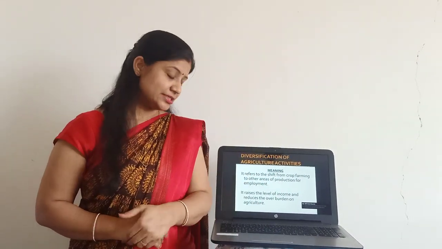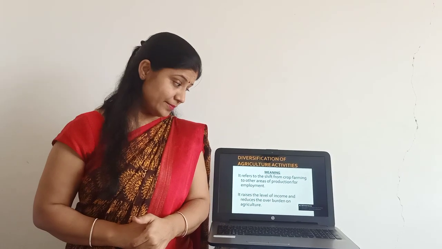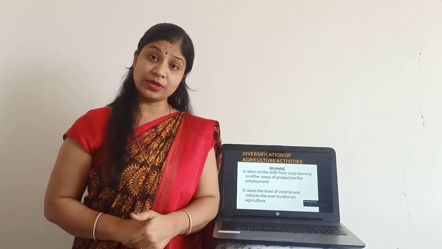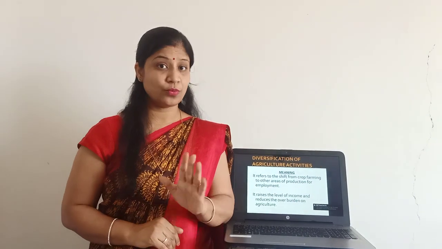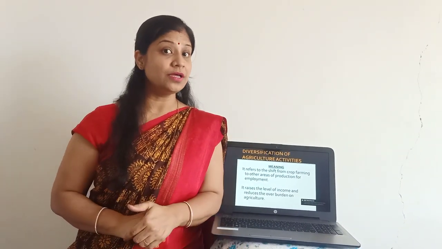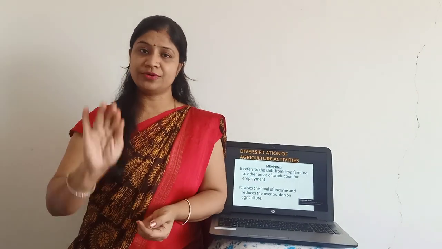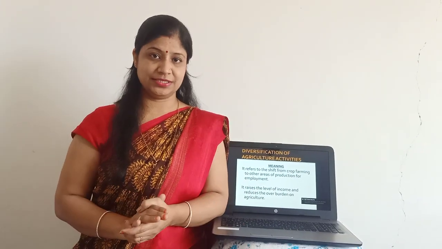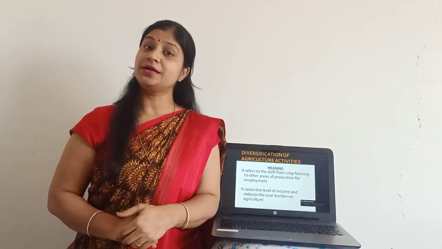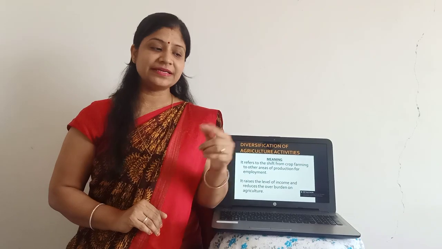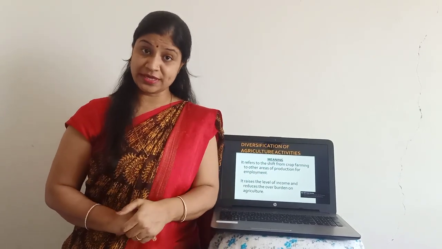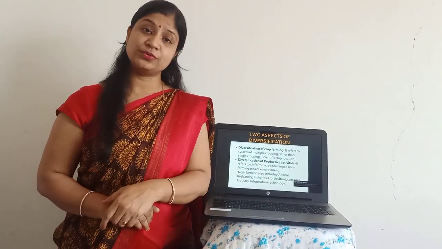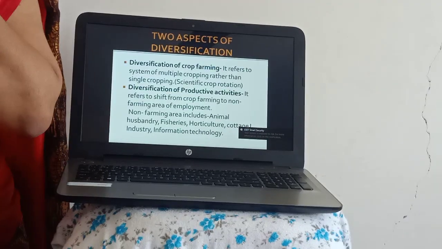We can also write it raises the level of income and reduces the overburden of agriculture. What happens? It raises the income of the farmer and also reduces the burden of agriculture. By what? By doing a diversification. But diversification also has two aspects. What are the two aspects? We are going to see it now.